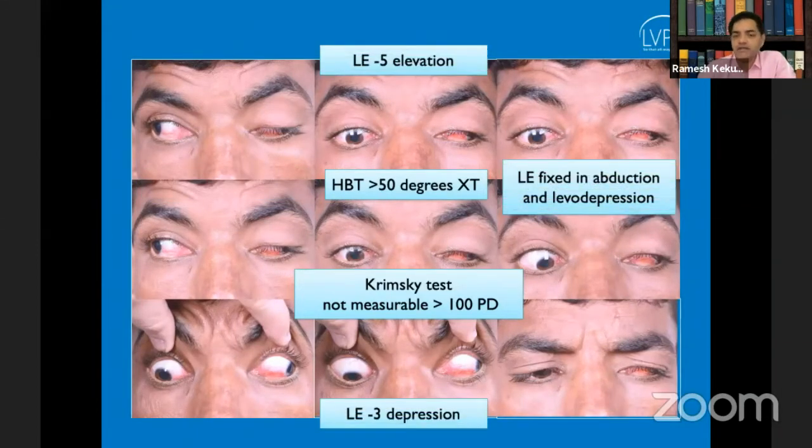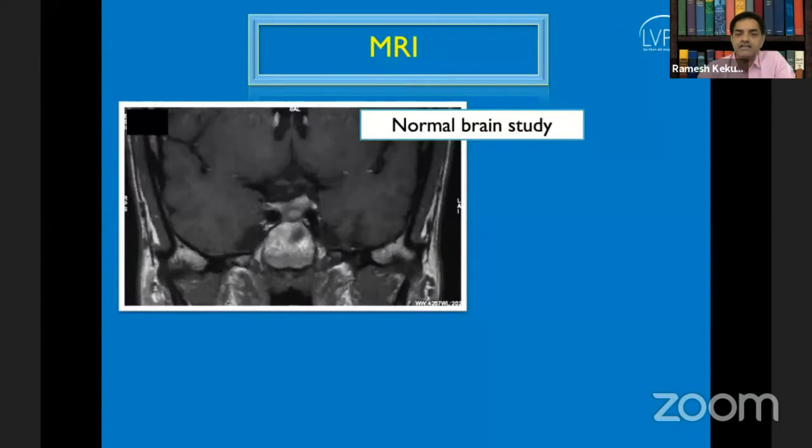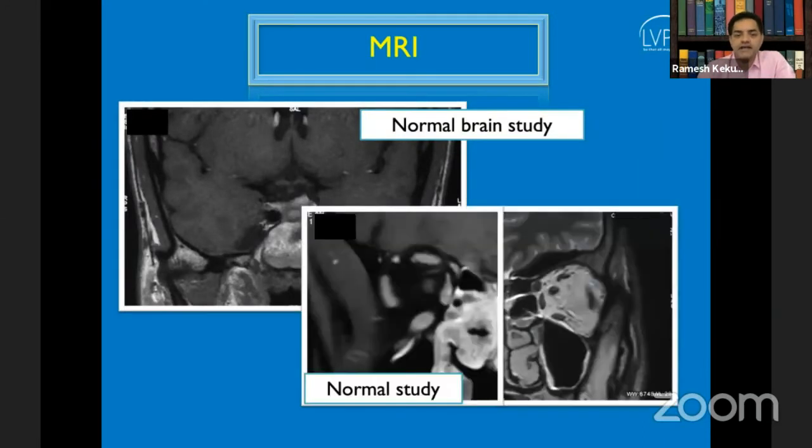And sometimes measurement is not so important. We might have to depend on the Hirschberg test in these patients. Generally, I get an MRI study done in this patient. You can see on the left side, normal MRI. On your right side is the patient's MRI, and on the left side is the normal MRI.